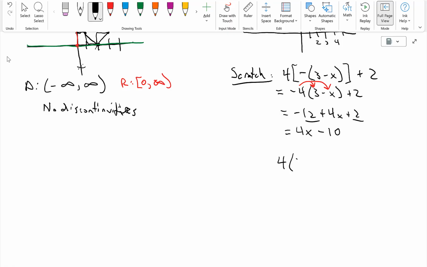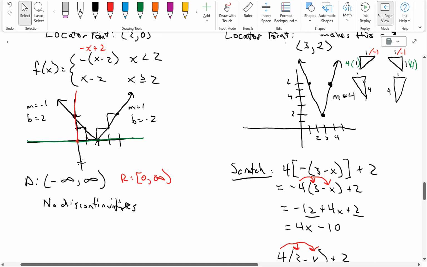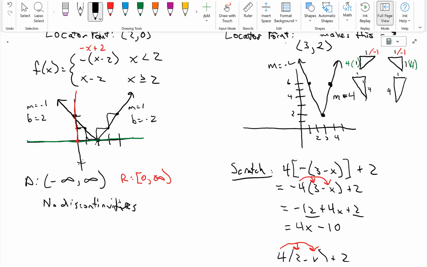The other piece is just the 4 times 3 minus x plus 2, so we can drop that absolute value. We can distribute in, get 12 minus 4x plus 2. Combine our like terms again, rewrite it in the mx plus b form. We get minus 4x plus 14. And we can see again, the piece on the left side of this function has a slope of minus 4, right? Over 1 down 4 coming in, or up 4 over 1, that slope 4 to the right.